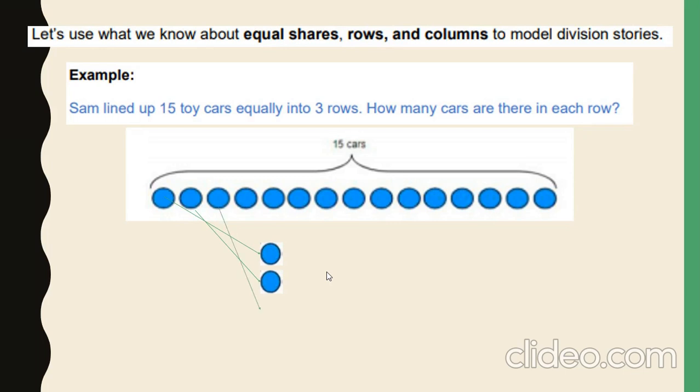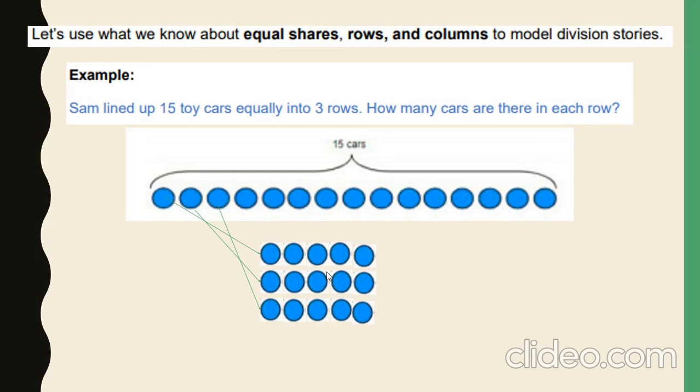2, 3. Then we can divide the rest of the toy cars by counting the rows one at a time until we have divided the total into equal rows. 4, 5, 6, 7, 8, 9, 10, 11, 12, 13, 14, 15. After dividing the 15 toy cars equally into 3 rows, we learned that each row has 5 cars.